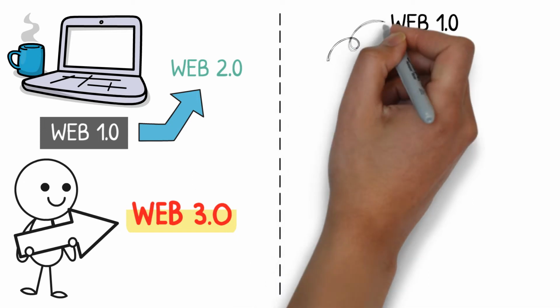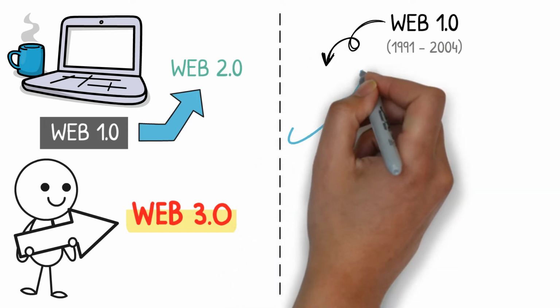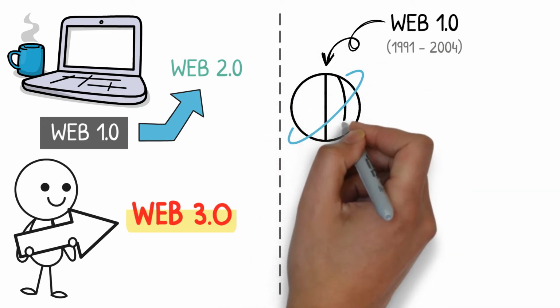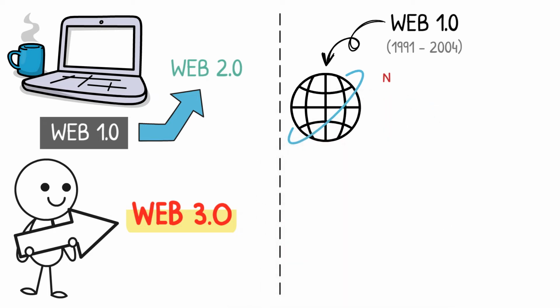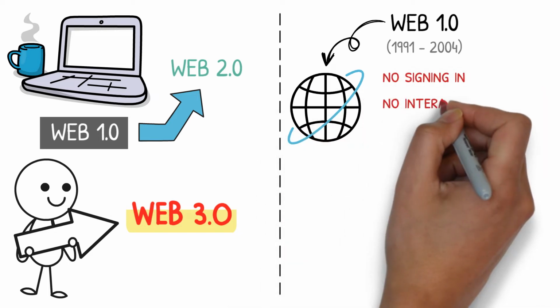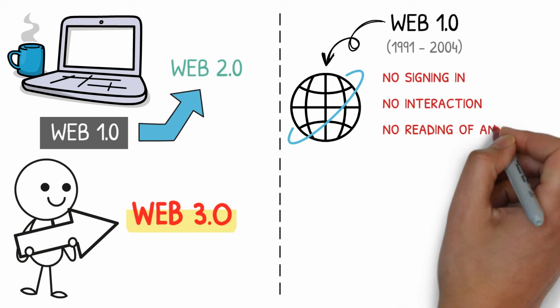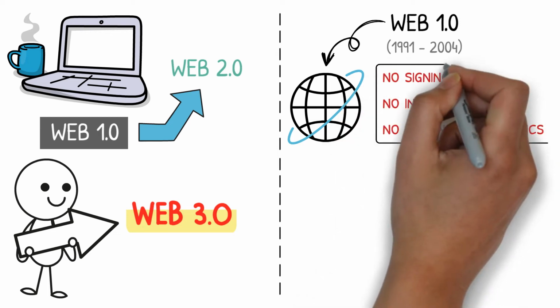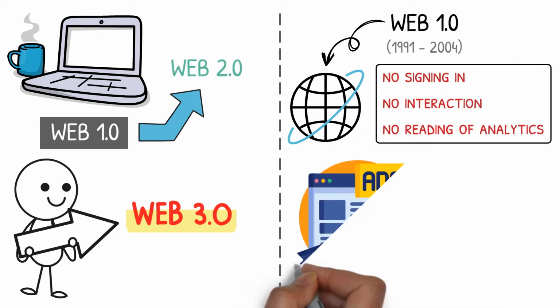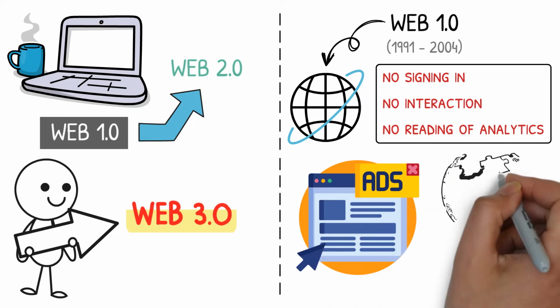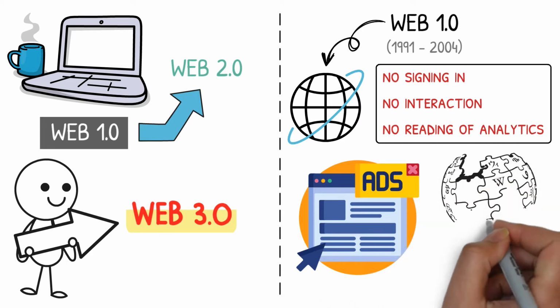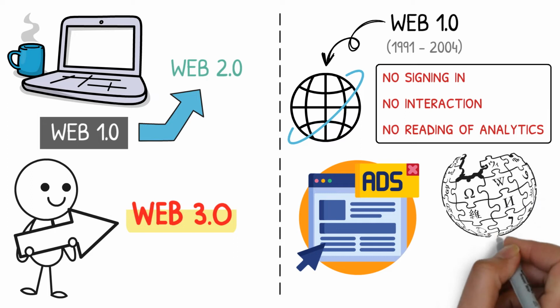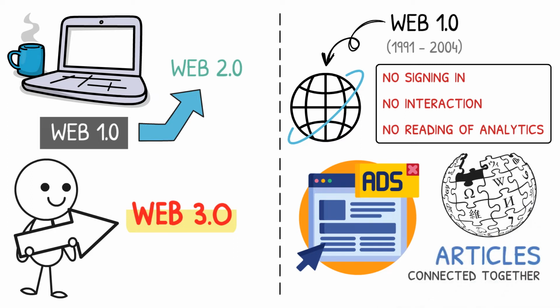The internet was primarily made up of static pages, which meant that when you loaded them, they just displayed some content. There was no signing in, no interaction with content, and no reading of analytics. Hence it was dubbed read-only by some. Ads didn't even make up the majority of the early internet. It was mostly just one giant Wikipedia, with all the articles connected together.